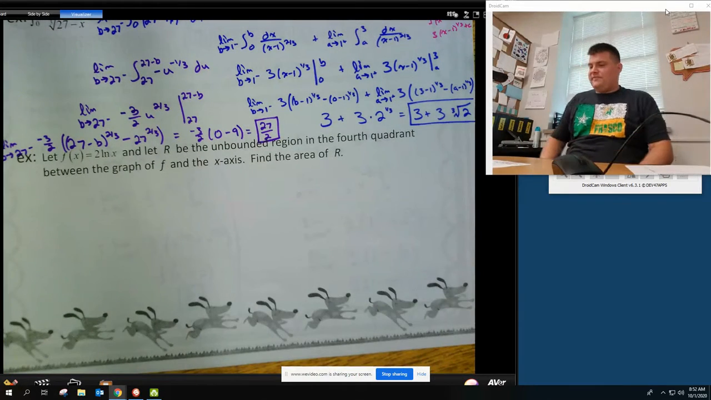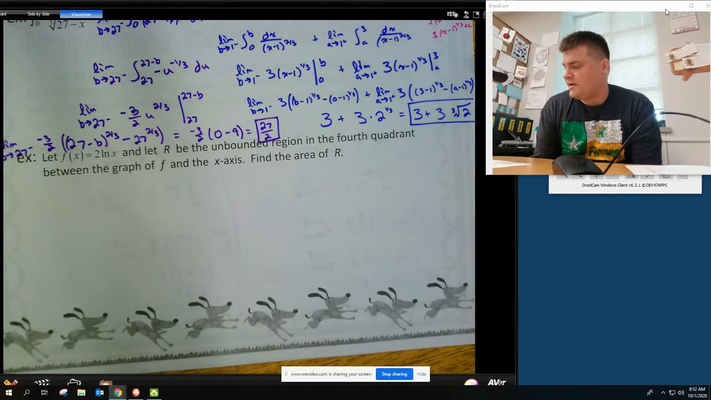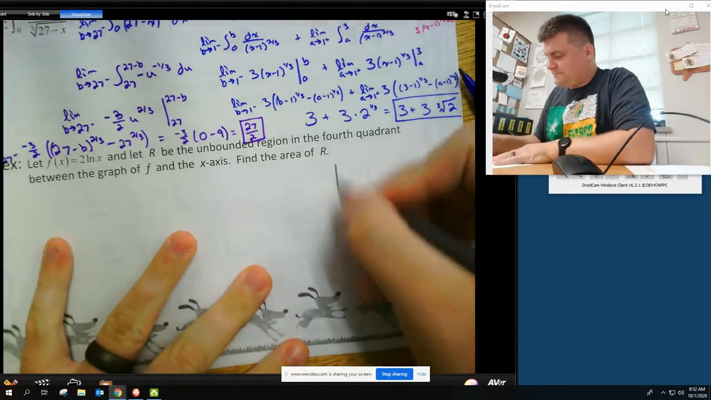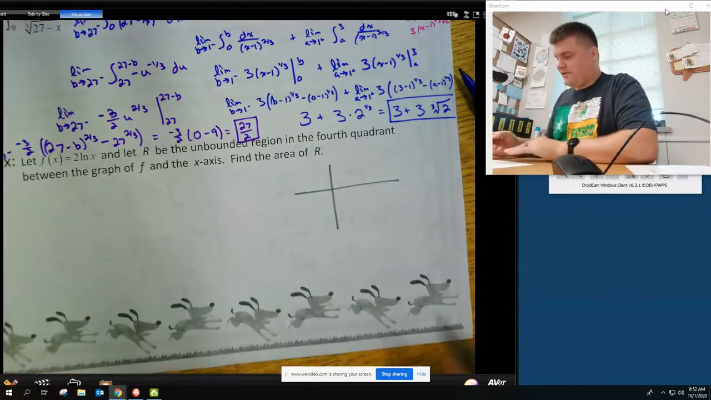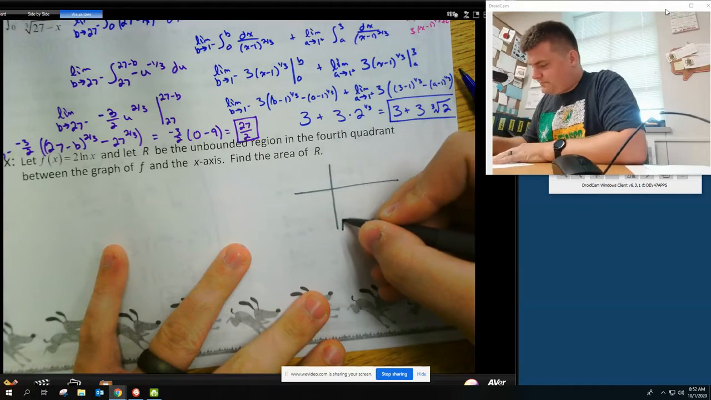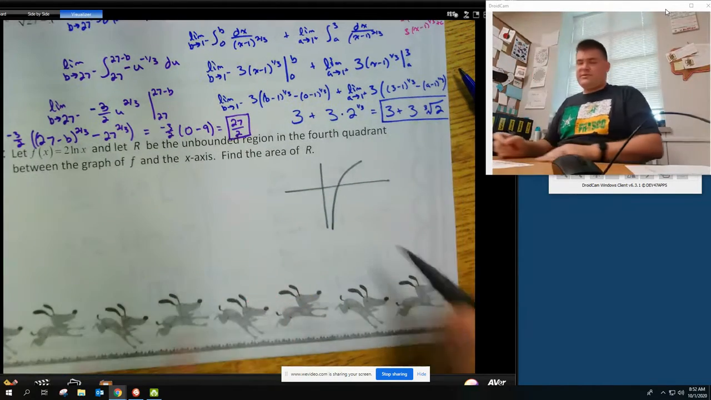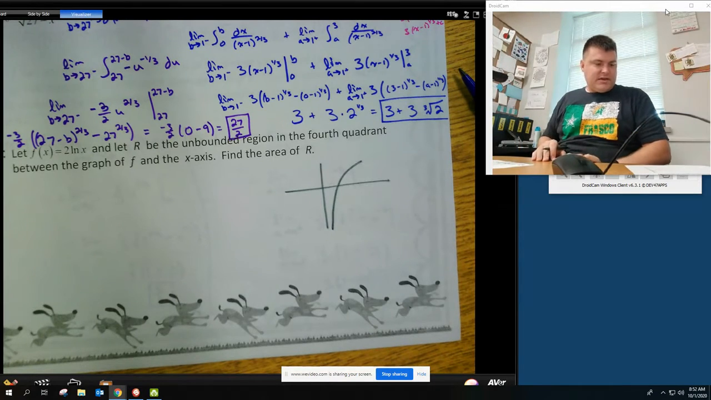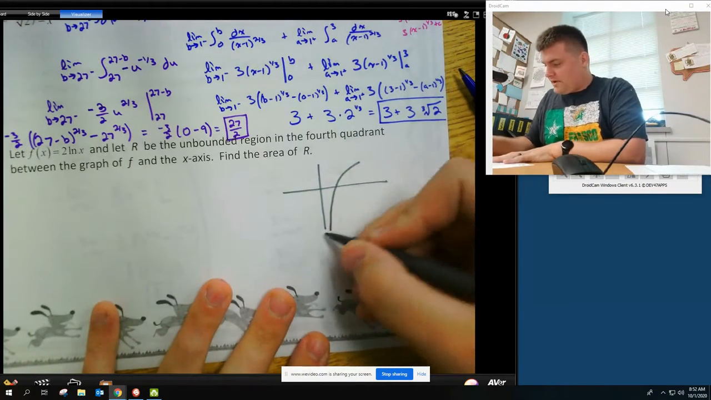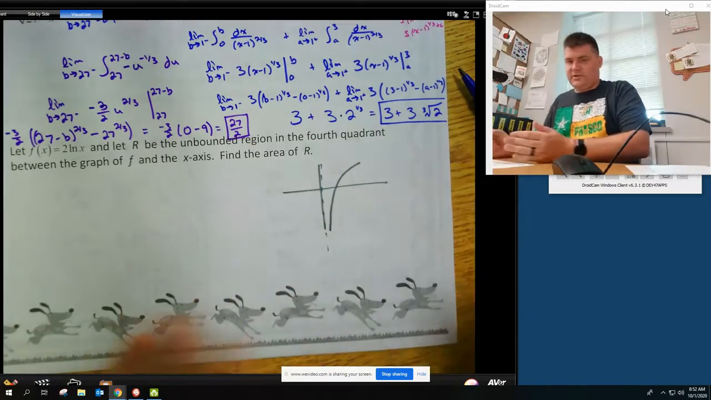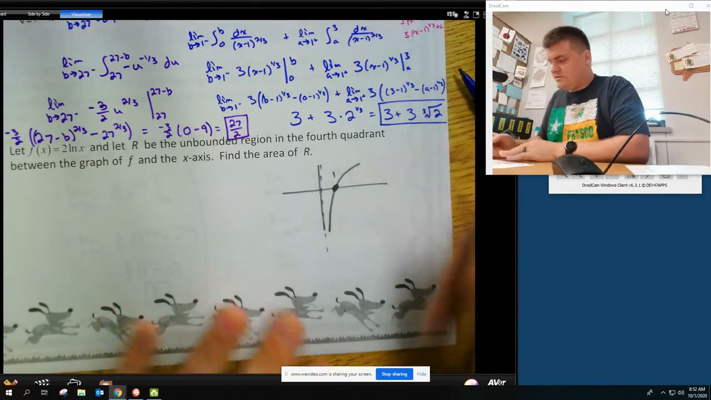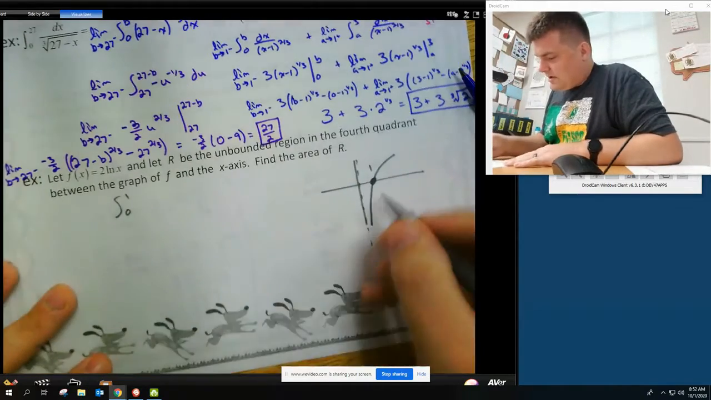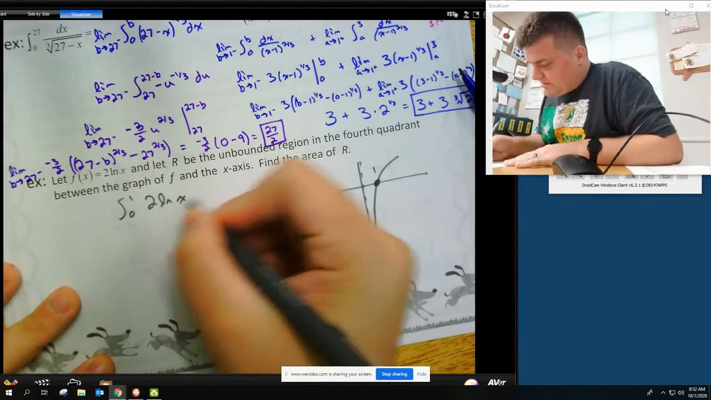So let the function equal 2 ln of x and let R be the unbounded region in the fourth quadrant. So a quick little sketch here will tell us what our bounds are. So this is 2 ln of x. That's what the graph of 2 ln of x looks like. It just got stretched. What's important to know here is that I'm going to integrate from this 0, vertical asymptote, and this is always equal to 1, by the way. Okay, so I'm going to integrate from 0 to 1 of this function 2 ln of x dx.